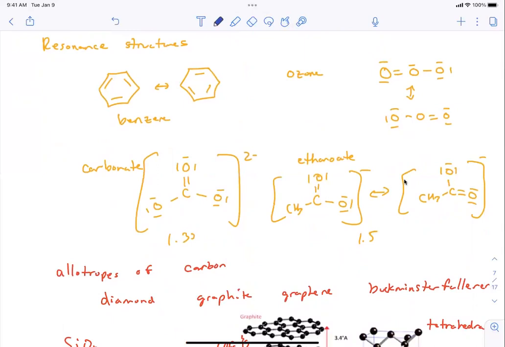And so carbonate, you distribute a double bond across all 3 regions, so it's effectively a 1.33 bond. Ethanoate, you're distributing the double bond between 2 areas, so it's like a 1.5 bond. So ethanoate's bond is stronger than carbonate's, so it has a shorter bond length and a higher bond enthalpy.